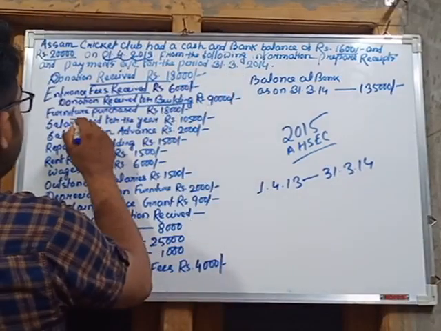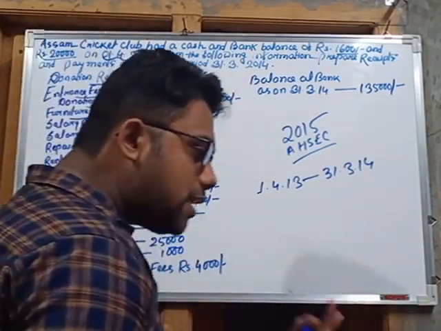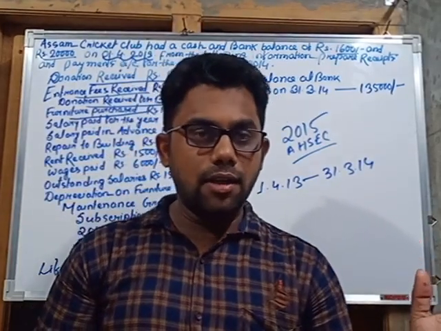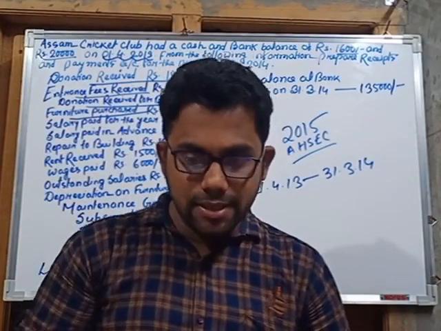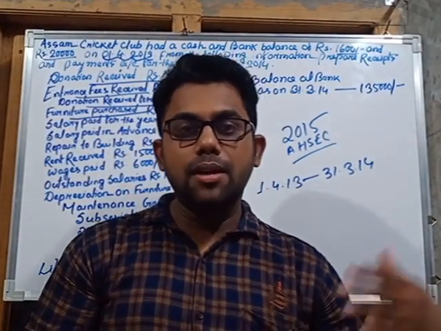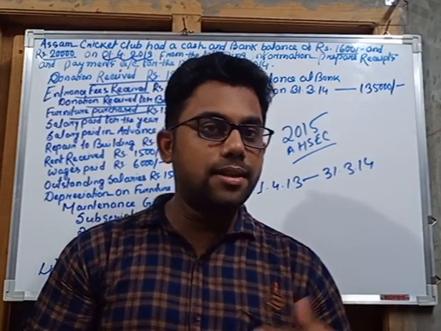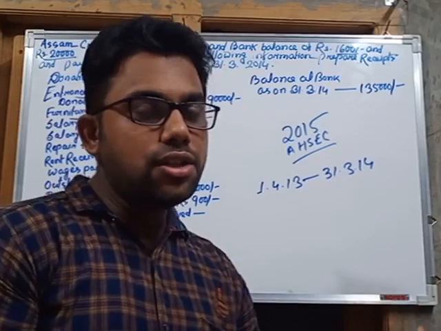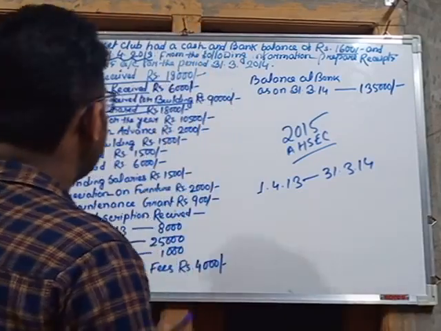Next one is the furniture purchased. Furniture purchased means the club had purchased furniture from outside. This means that they made a payment for that, and it is a capital payment. Because furniture is purchased, that means assets are purchased, so it is a payment for the non-trading organization, and it comes in the payment side.